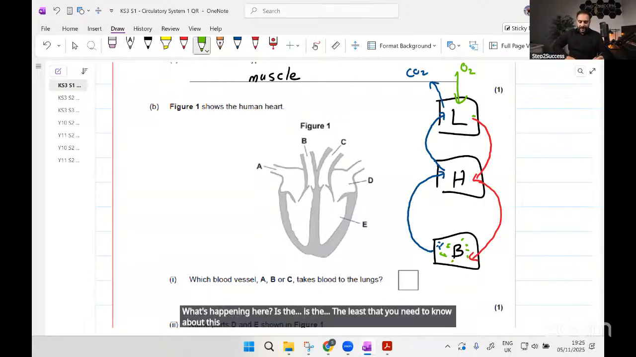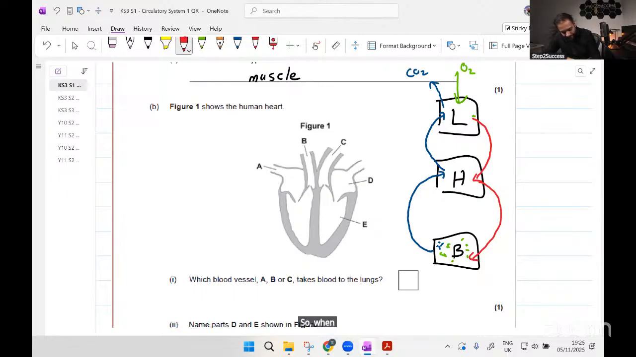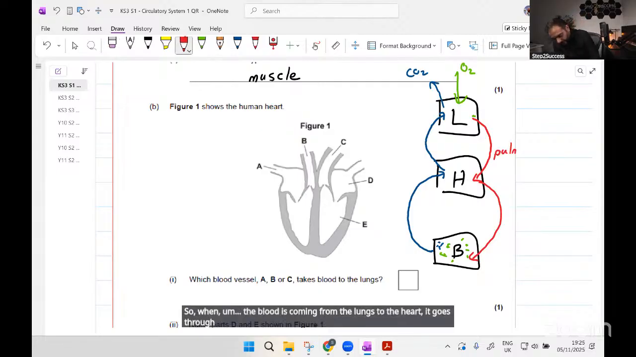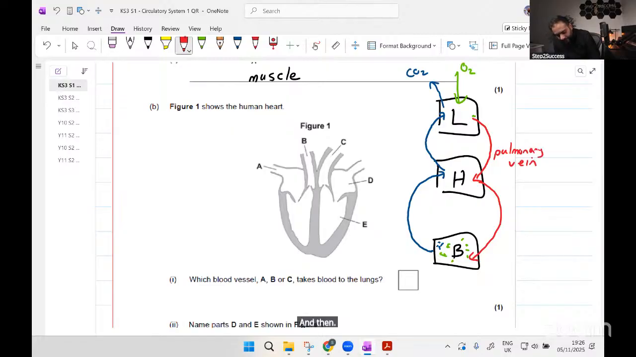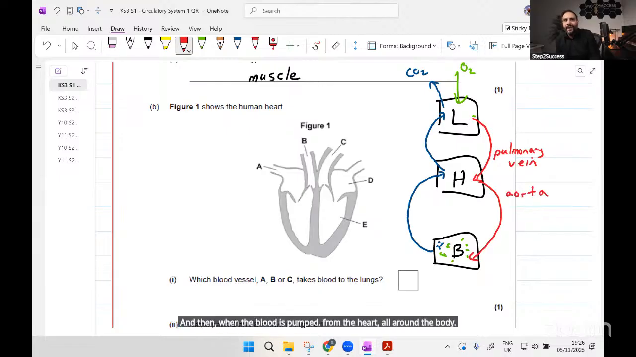There is obviously more. There's a few names now. So when the blood is coming from the lungs to the heart, it goes through something called a pulmonary vein. And then when the blood is pumped from the heart all around the body, it's pumped through something called the aorta.